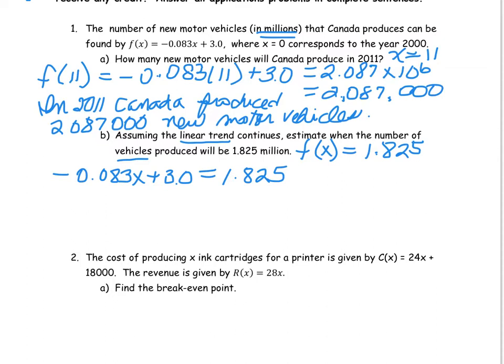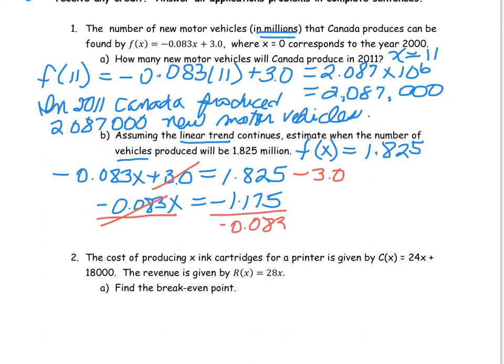And in order to solve that, the first thing we'll do is we will subtract 3 from both sides. And when we subtract 3 from both sides, we get negative 1.175 on the right-hand side, and still have the negative 0.083x on the left-hand side. And so in order to get rid of the negative 0.083, since it's multiplying, we will divide both sides by negative 0.083. And that leaves us with x is equal to 14.156.